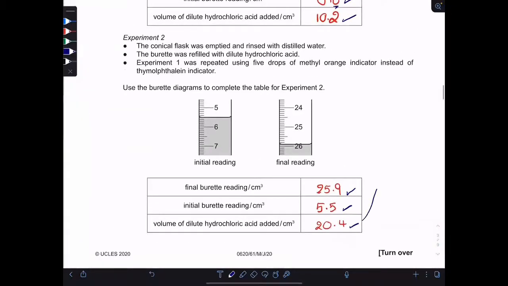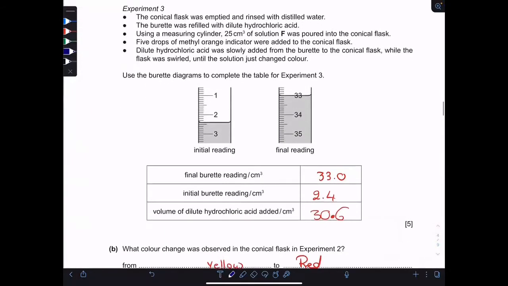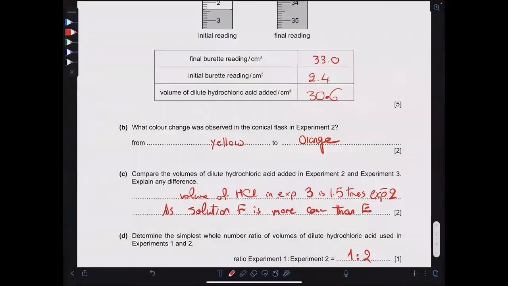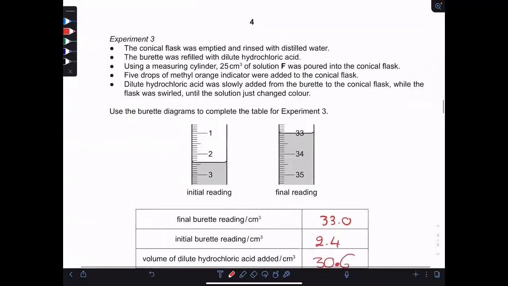Okay, you should immediately notice that the difference is the double. We needed double the amount of hydrochloric acid in experiment 2. Experiment 3, the final burette reading is 33.0, the initial is 2.4, and the difference is 30.6. Okay. So B, what color change is observed in the conical flask in experiment 2? We need to go back to experiment 2.